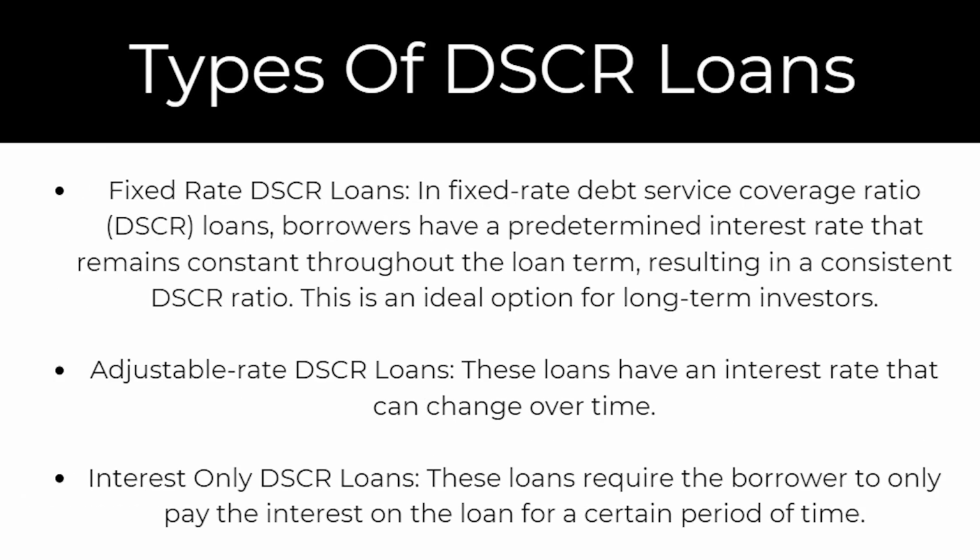So now that we know what it is, what different types of DSCR loans can we get? To start with, there's the fixed rate DSCR loan. In fixed rate debt service coverage ratio loans, borrowers have a predetermined interest rate that remains constant throughout the loan term, resulting in a consistent DSCR ratio. This is an ideal option for long-term investors. Next up, you have adjustable rate DSCR loans. And these loans have an interest rate that can change over time. And finally, we have the interest-only DSCR loan. And these loans require the borrower to only pay the interest on the loan for a certain period of time.